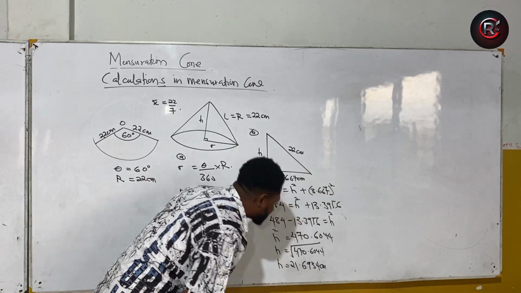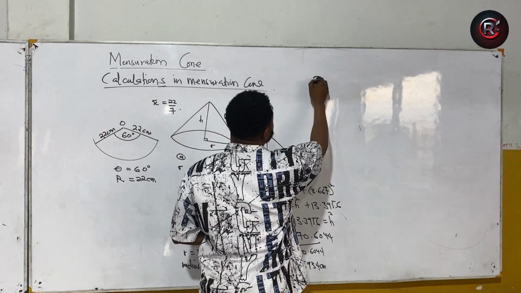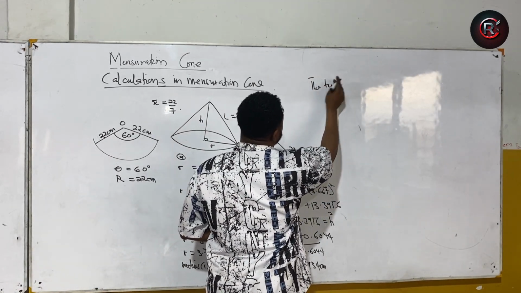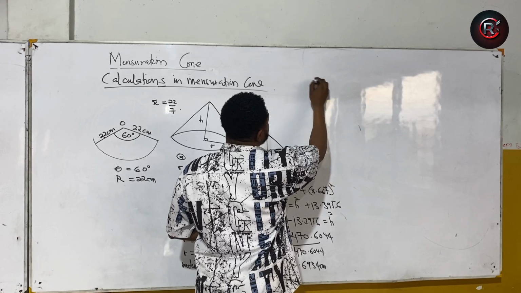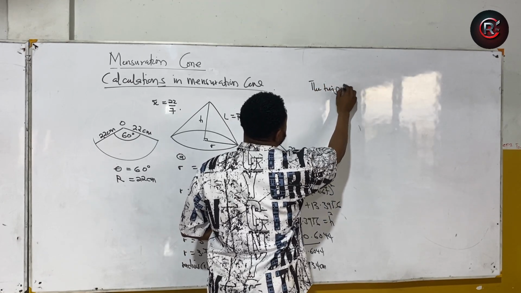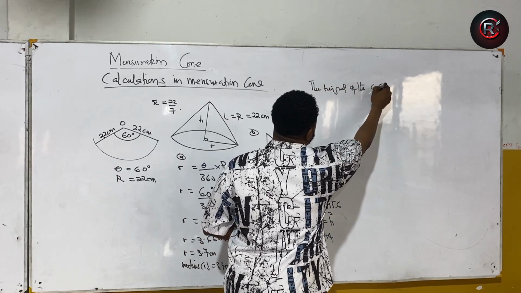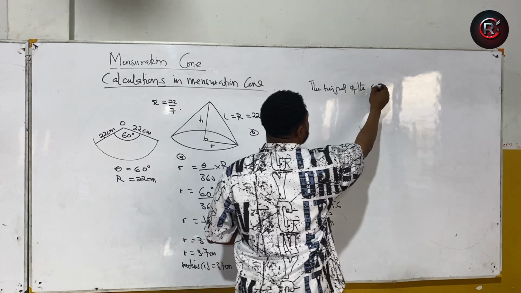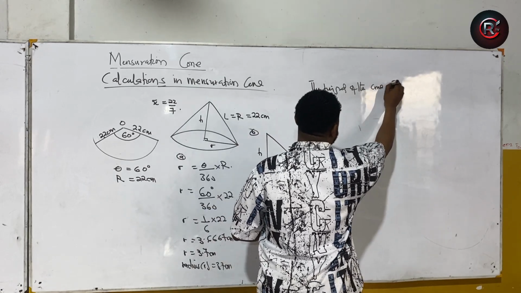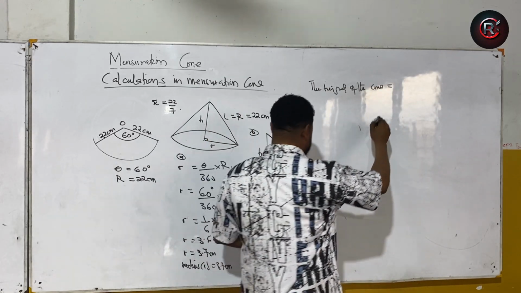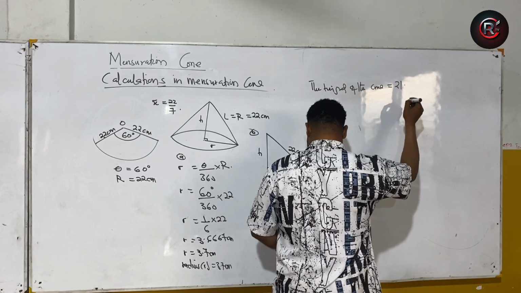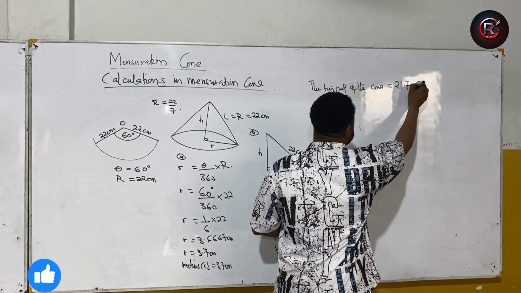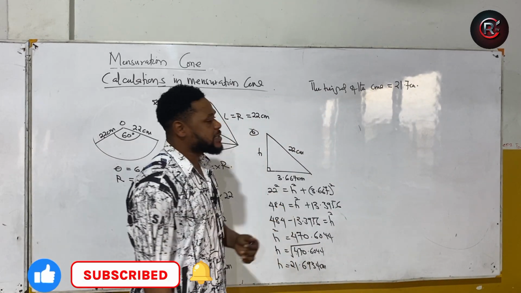21.6934 centimeters. Therefore, we can say that the height of the cone to one decimal place will be 21.7 centimeters. So this is how we can answer B.